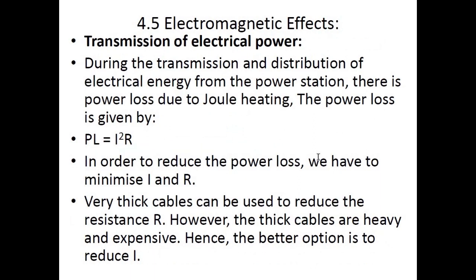Transmission of electrical power. During the transmission and distribution of electrical energy, there is a power loss due to joule heating. The power loss is given by PL, meaning power loss equals I squared R. This is the basic formula for power. We have studied this before as well. In order to reduce the power loss, we have to minimize current and resistance. So as a solution, we use very thick cables. But thick cables are heavy and expensive, hence the better option is to reduce current.